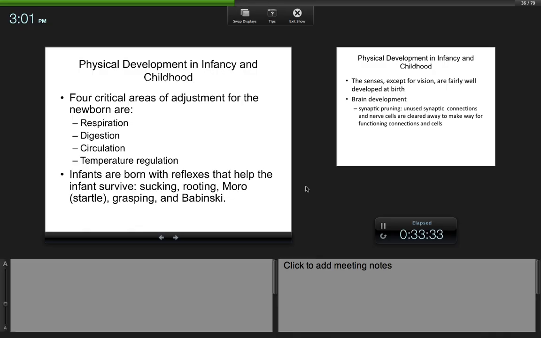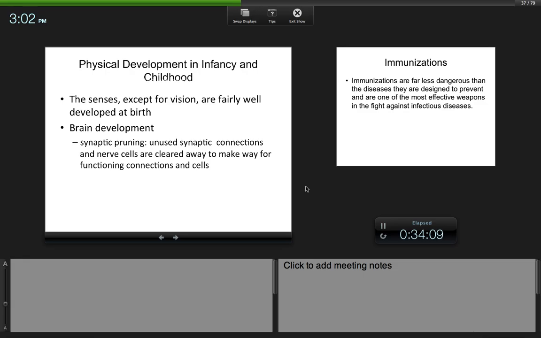Okay, some of the development we see: 4 critical areas of adjustment in the newborn. We see things related to respiration. The child now has to start breathing on their own. Digestion issues: the child now needs some digestive function. This can be kind of slow to develop, which is good when we have fat babies. That baby fat is good because it gives the digestive system time to start working. Circulation is starting now on its own, breaking that umbilical cord. Temperature regulation here, again, we see these innate reflexes in kids.